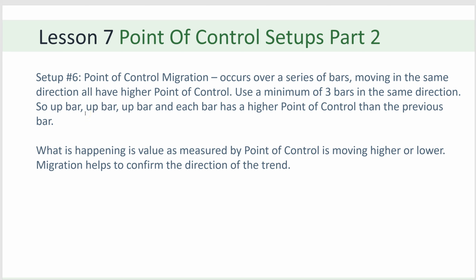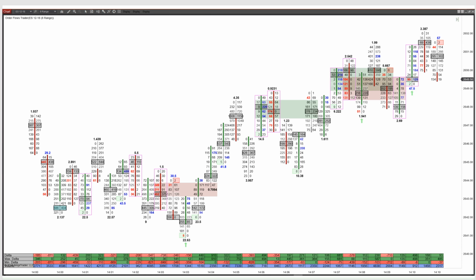One person I've explained this to says he just uses 3 bars: down, then up, up. I prefer 3 bars all in the same direction, up, up, up. But again, that's something you can fidget with if you like. My whole hope is that you take these concepts and develop them into something that works for you, that fits your mentality in trading the markets. What's happening is value, as measured by point of control, is moving higher or lower. Migration helps to confirm the direction of the trend.